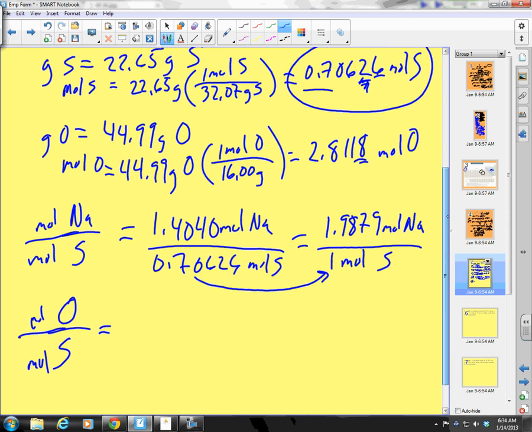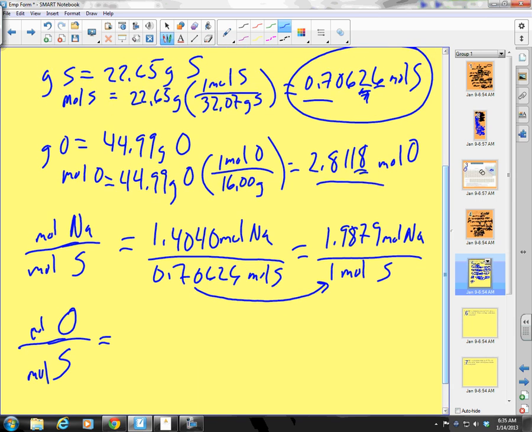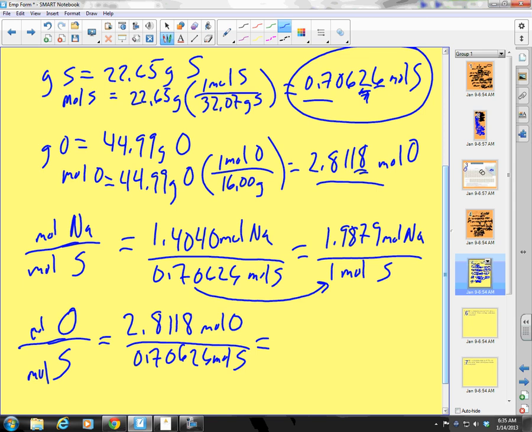Now what about here? I have moles of oxygen. Where are my moles of oxygen? 2.8118 moles of oxygen per what? Well, I have to use my sulfur again, 0.70626 moles of sulfur. Good. So 2.8118 divided by 0.7062. And what do I get? 3.9815 moles of oxygen per 1 mole of sulfur.